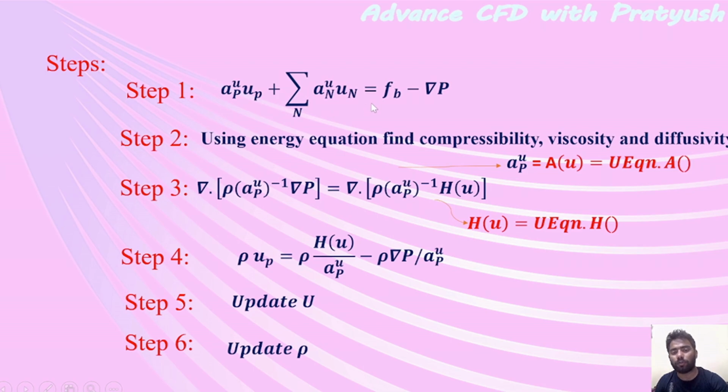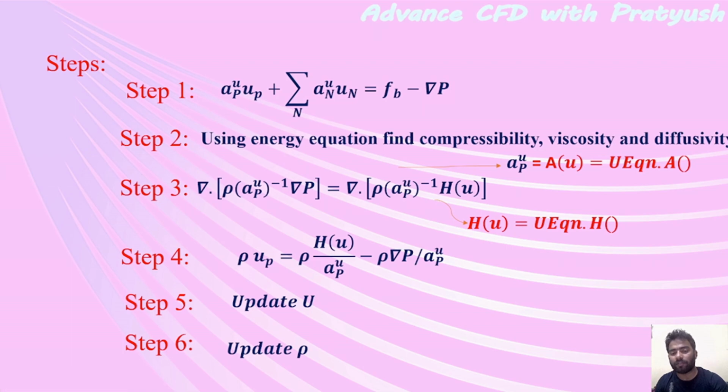So first we are going to solve for the velocity using the previous density, previous viscosity and previous pressure. Okay, so here we will find the u, and when we find the u, then we are going to solve for the energy equation.